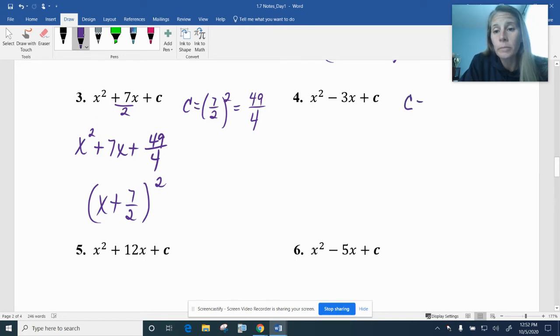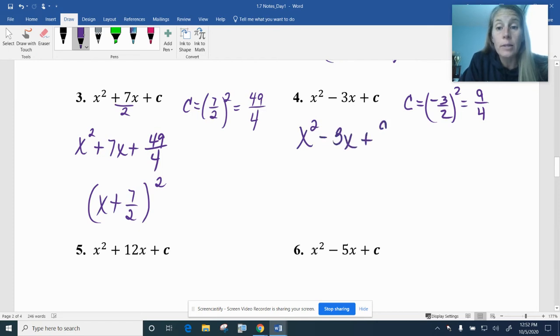Okay, number 4. This time I have negative 3 divided by 2, and I'm going to square that, which is going to give me a positive 9 over 4. So my perfect square trinomial will be x squared minus 3x plus 9 over 4. Then I'm going to write this as the square of a binomial. So it's just going to be x minus, and then that center term, 3 over 2.